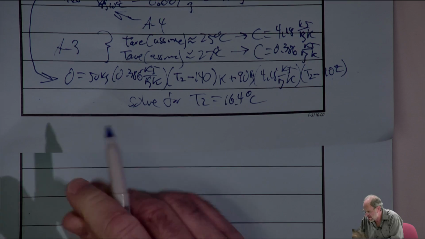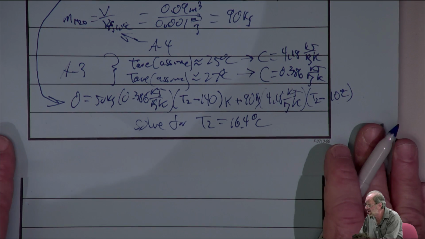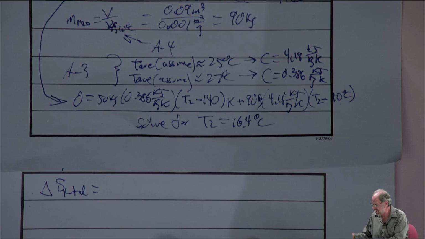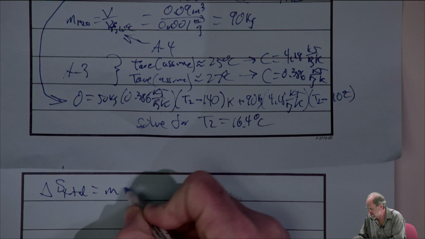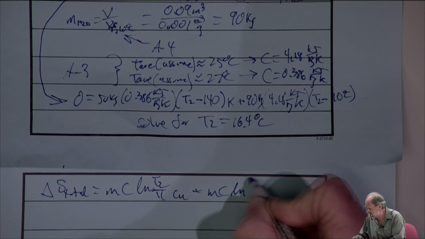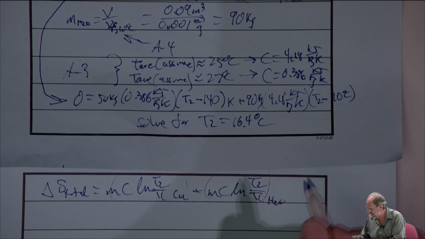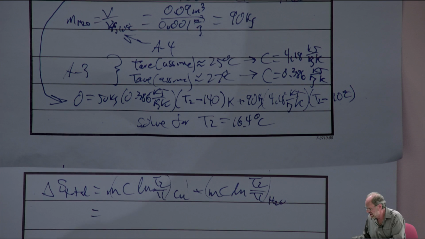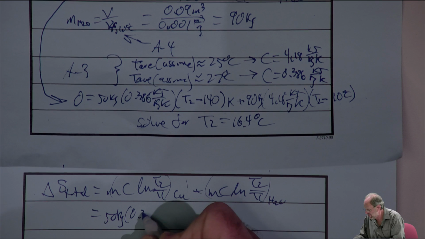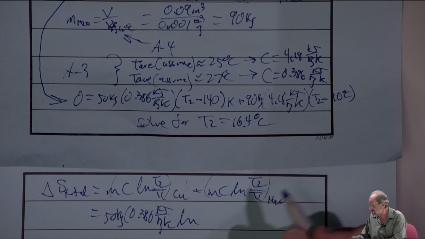So back to the equation from above. Delta S total is going to equal MC times the log of the temperature ratio for the copper, plus MC times the natural log of the temperature ratio for the water. So just plug everything in. Well, we have 50 kilograms, 0.386 kilojoules per kilogram per Kelvin, and then the natural log of T2 over T1.